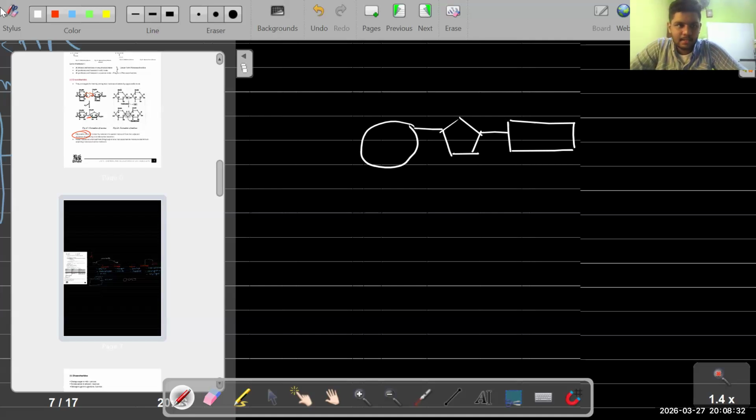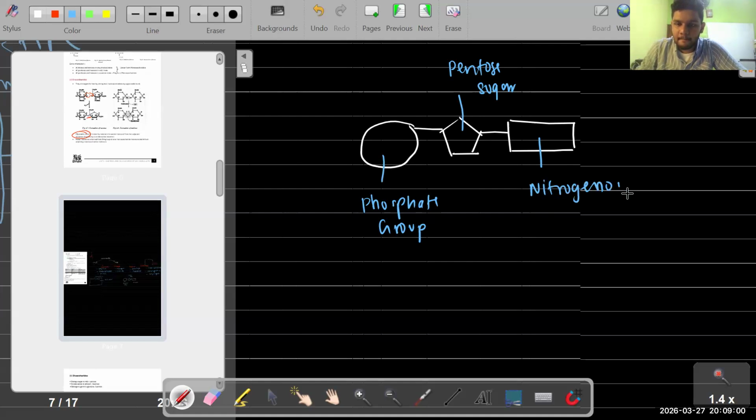This circle denotes the phosphate group, right? This pentagonal shape denotes pentose sugar, right? This rectangle denotes nitrogenous base. Now, sir, what are these? We can't remember these. Now this is called a nucleotide.